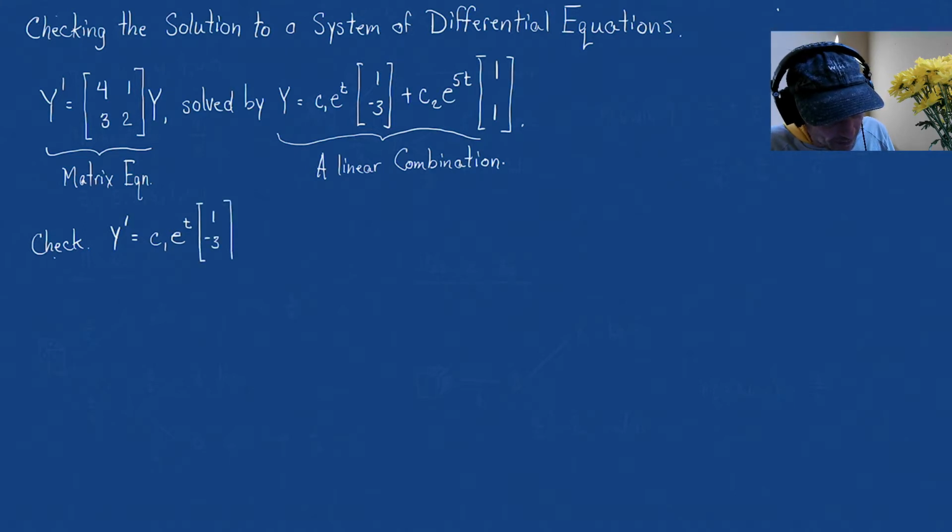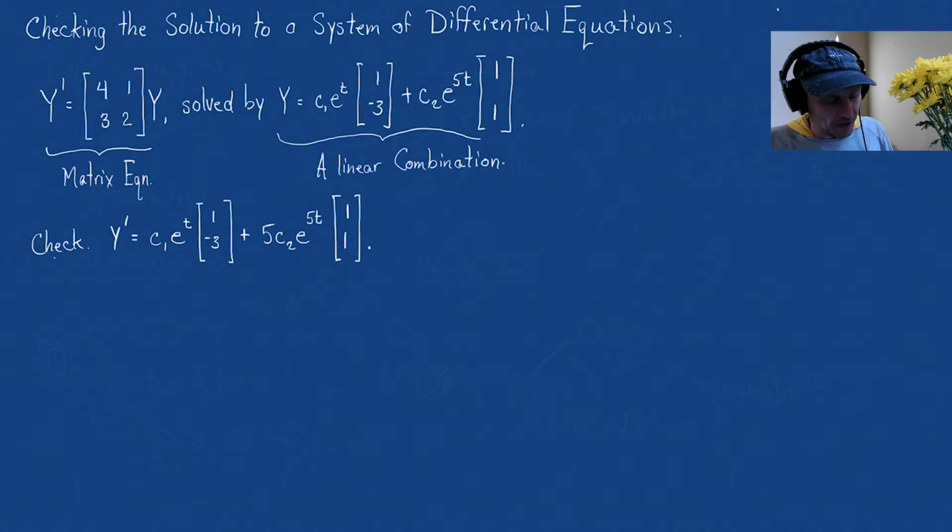Plus, in the next term in our linear combination, it's e to the 5t that is going to be affected by a derivative. So this is plus 5 c2 e to the 5t times the vector of 1, 1. That is if we take the derivative of y.